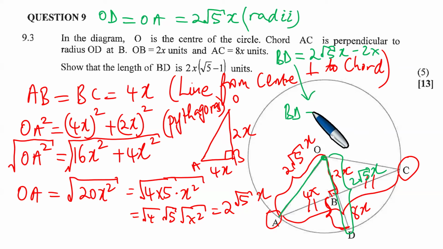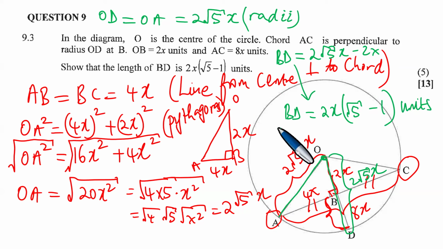This means that BD is equal to, what common factor are we able to pick from this? We can pick out the common factor 2x. And therefore, if you pick out 2x, it is the square root of 5 minus 1. Square root of 5 minus 1 units. Okay, and this here is the answer. So we have been able to show that the length of BD is 2x, open bracket, the square root of 5 minus 1.